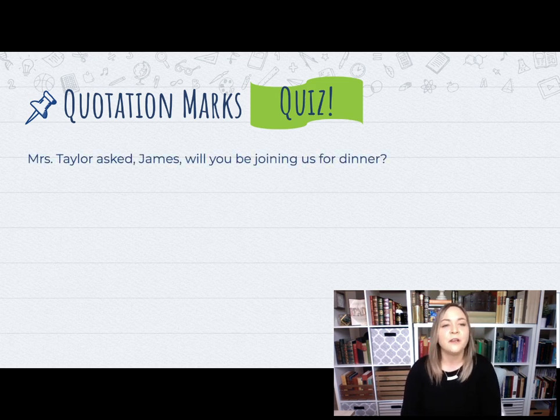All right, so Mrs. Taylor asked, James, will you be joining us for dinner? Okay. So if we take a look at this, guys, it should be fairly clear where the dialogue is, okay? So Mrs. Taylor asked is not a part of the core dialogue, but the James, will you be joining us for dinner is, okay? So indeed, the quotations go around James and dinner, right? And then just, guys, note the end quote, the question mark is inside the quotation, okay?